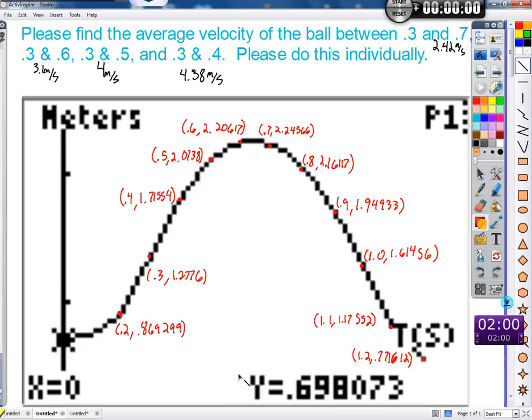So this first one right here would be the slope between, let's see, 0.7. Slope from there to there. And then the next velocity we found would just be the slope straight from there to there, the slope from here to there, and that one. The last one we found would be the slope from here to there.